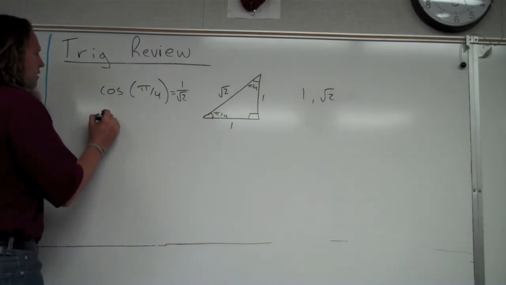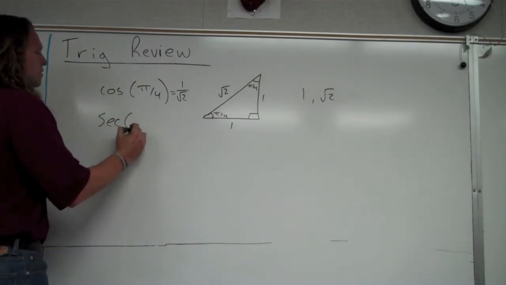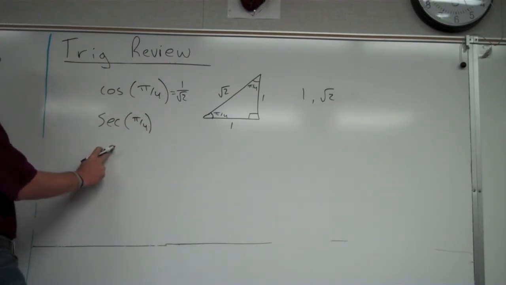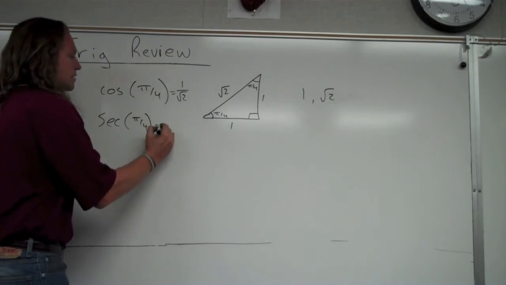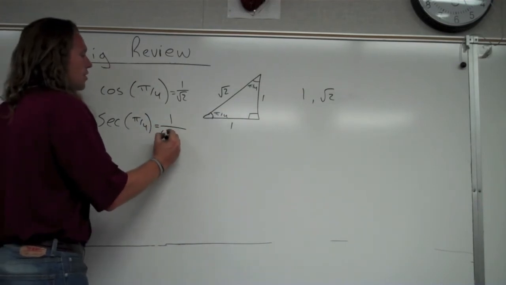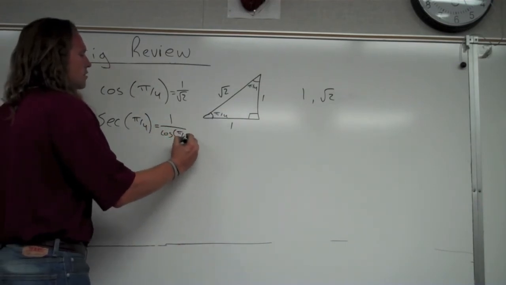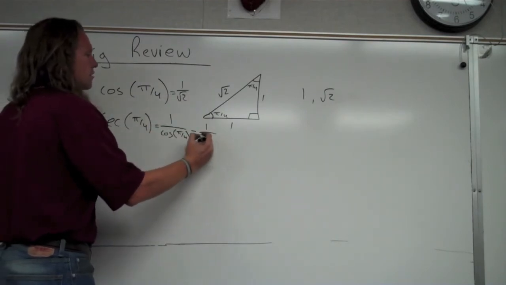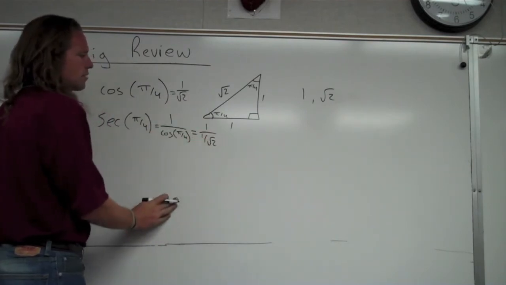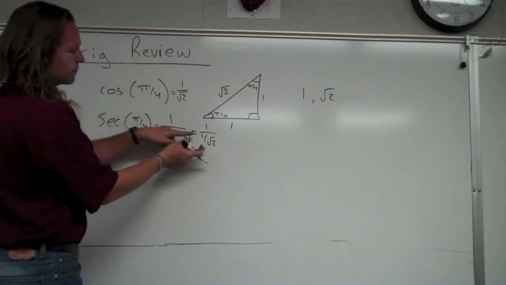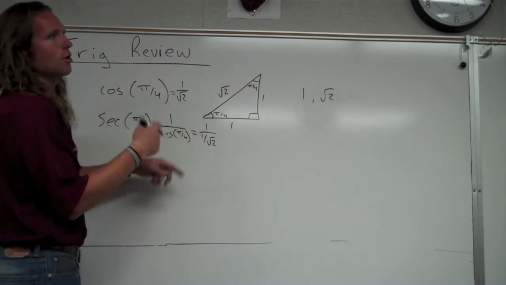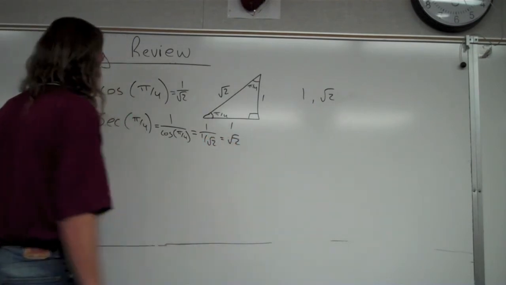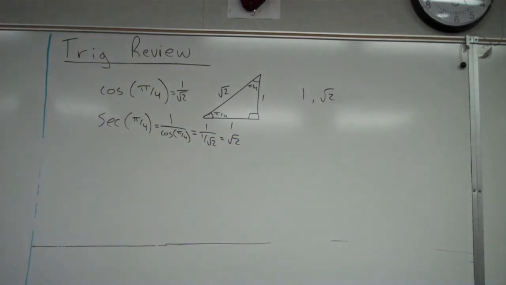How about, let's say we have secant of pi over 4. So secant is another one you need to know. Secant is 1 over cosine, so this is the same thing as saying 1 over cosine of pi over 4. We just found out that cosine of pi over 4 is 1 over square root of 2. So instead of dividing by 1 over square root of 2, you could multiply by square root of 2 over 1. So this is just square root of 2. Okay, secant of pi over 4 is just square root of 2.